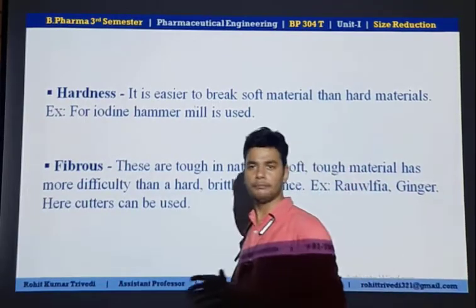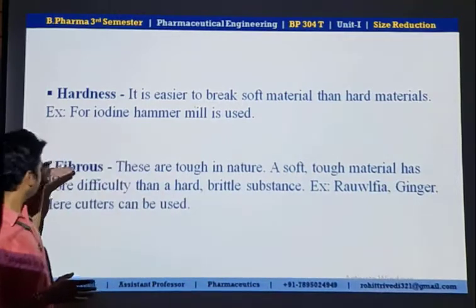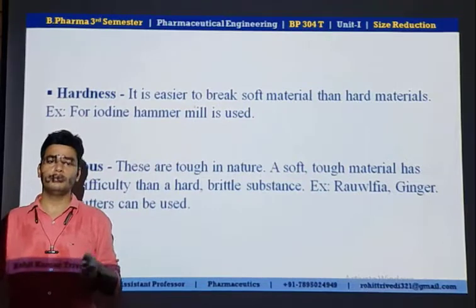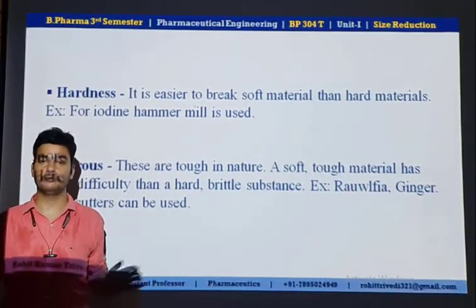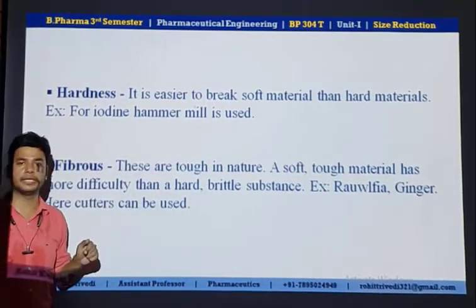Okay, you are required to remember all these things, so listen very carefully. If you are reducing the size of fibrous material, the impact will not be sufficient. We will require the cutter mill for cutting or chopping of the fibrous material. It will be easier for us when reducing the size of the fibrous material.